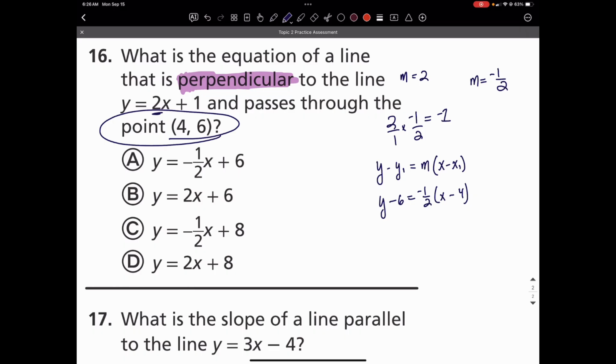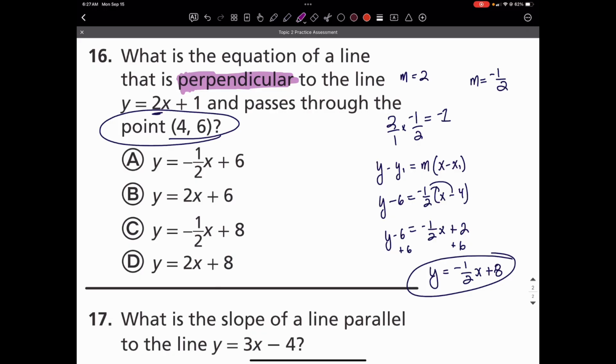Distribute the -1/2 to those numbers. -1/2 times x would be -1/2 x. Then -1/2 times -4 would be +2. So y minus 6 equals -1/2 x plus 2. So then we just add 6 to both sides, and you have y equals -1/2 x plus 8. And that would be the equation of the line that's perpendicular. So it'd be y equals -1/2 x plus 8.